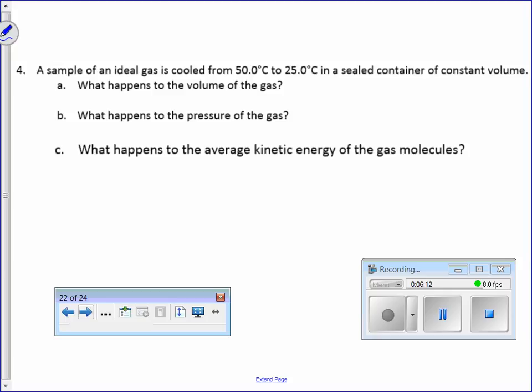For number 4, a sample of an ideal gas is cooled. So I've got a change in temperature from 50 degrees Celsius to 25 degrees Celsius in a sealed container, constant volume. So constant volume means no change. What happens to the volume of gas? No change, nothing. Because it says the volume is constant.